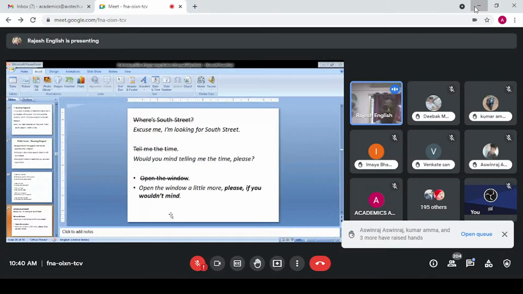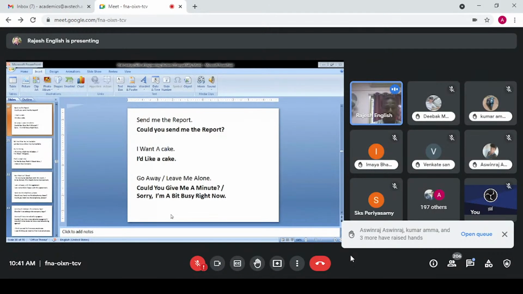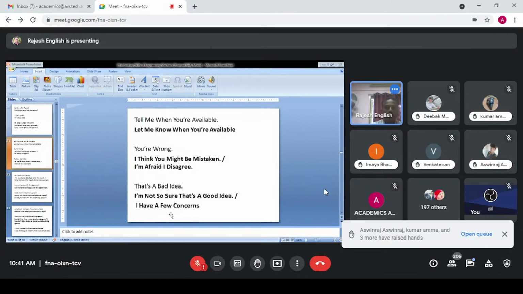Then, "I want a cake." Instead, "I'd like to have a cake." Then, "Go away, leave me alone." We often say that. Instead: "Could you give me a minute? Sorry, I am a bit busy right now." Such sentences are more polite and are considered standard language. Instead of "Tell me when you are available," say, "Let me know when you are available."